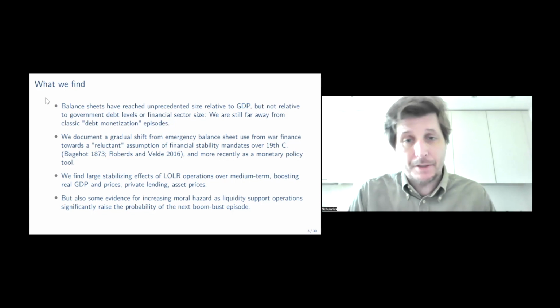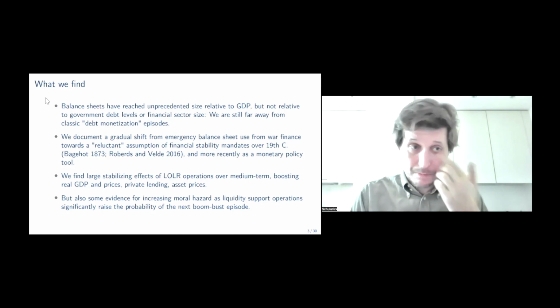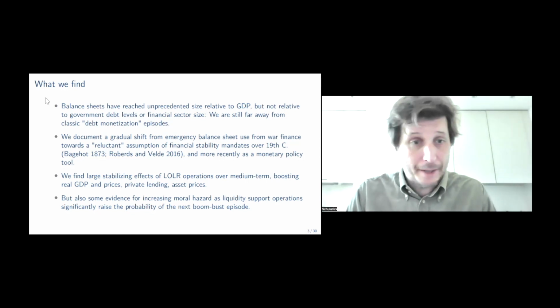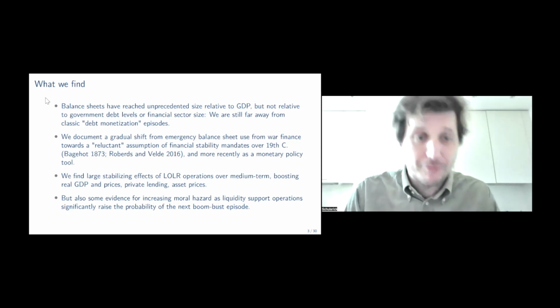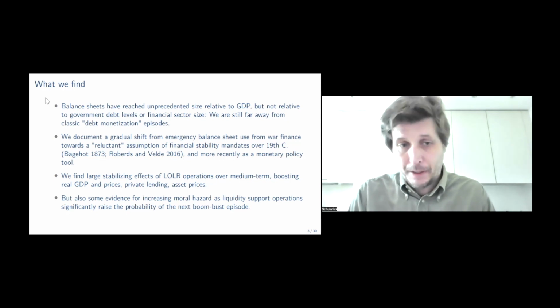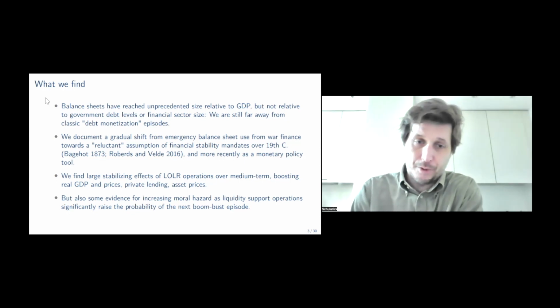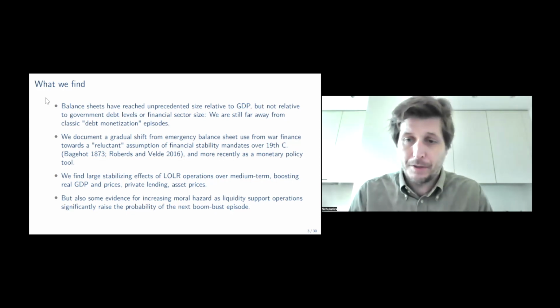Regarding our causal analysis of the effects of lender of last resort operations in crisis times, we find indeed, and I think that's maybe a first here, large stabilizing effects. We find that central banks stepping in, plausibly exogenously or at least randomly allocated, boost real GDP and prices, private lending, and asset prices. But, and this is a caveat, the historical record also gives us evidence for moral hazard. So the moral hazard side of these liquidity operations.